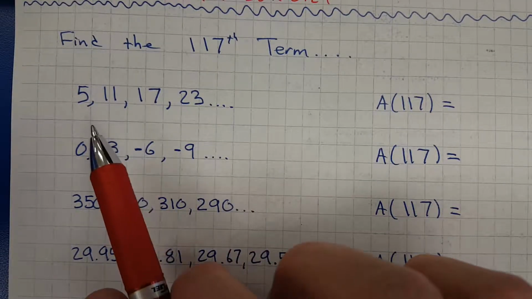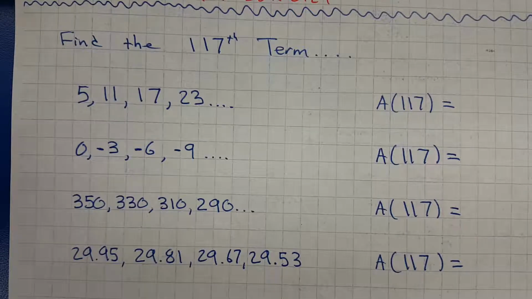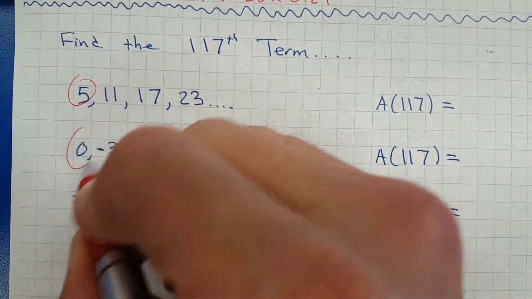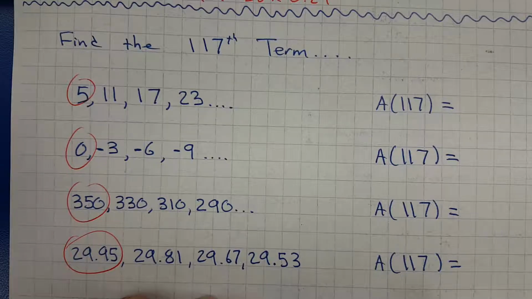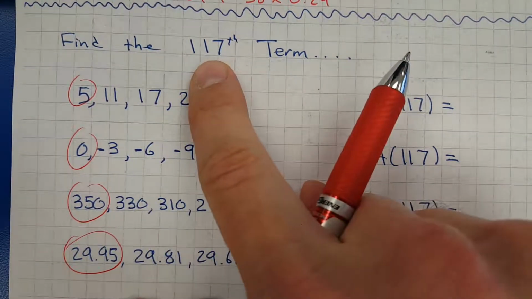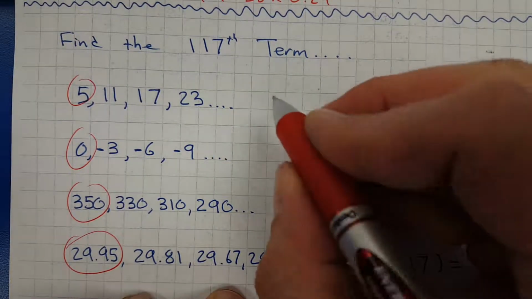So let's follow. I mean, we could make a nice long list if we want to and just figure out what the 117th term is. Or we could use a little hack and start with the first number. Use the common difference, and then how many jumps is it going to take from the first number to the 117th number? 116 jumps. So I'm going to cheat a little bit here.